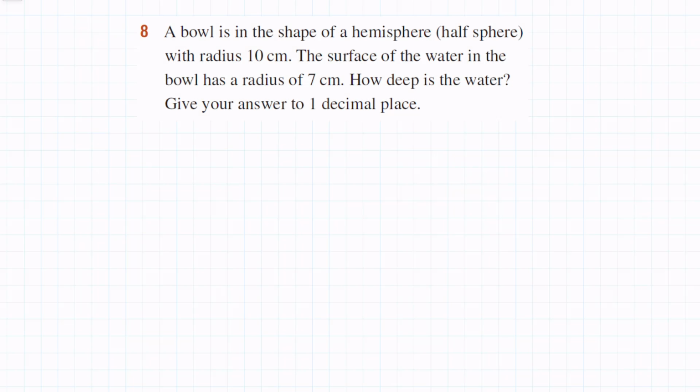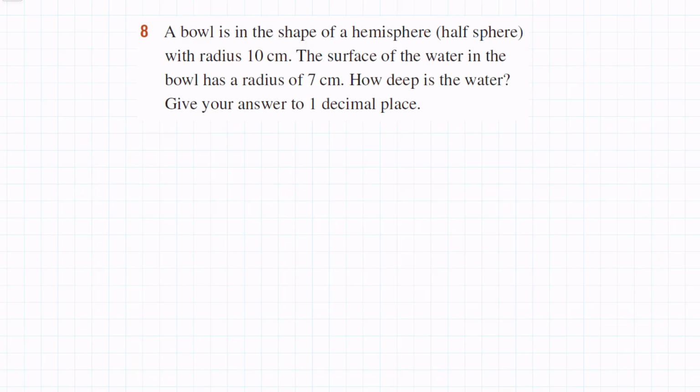Hi Unite, in this video I'm taking a look at a tricky 3D trigonometry question which tells us that a bowl is in the shape of a hemisphere or half sphere with radius 10 centimeters. The surface of the water in the bowl has a radius of 7 centimeters. How deep is the water? And we're asked to give our answer to one decimal place.